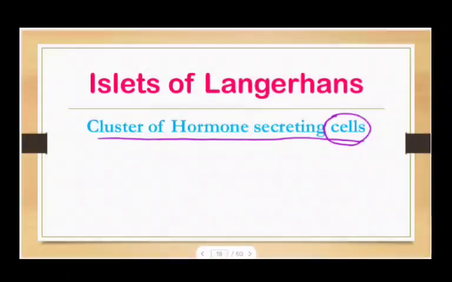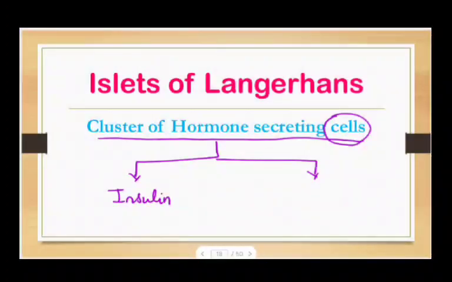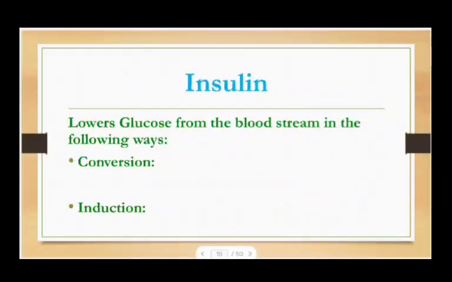Now, the islets of Langerhans secrete two types of hormones. One is insulin. You must have heard of this word. Let's learn a little more about it today. And the other one is glucagon. Okay, so the function of insulin is to lower glucose in the bloodstream in the following ways.